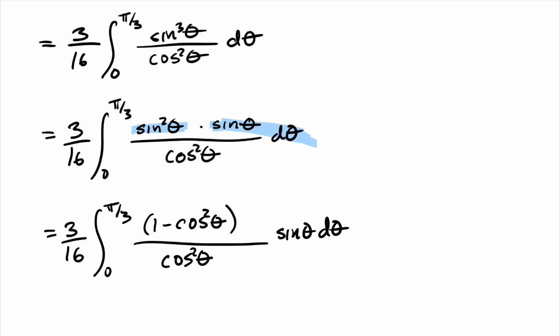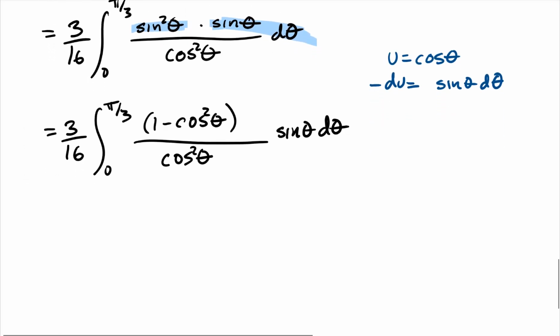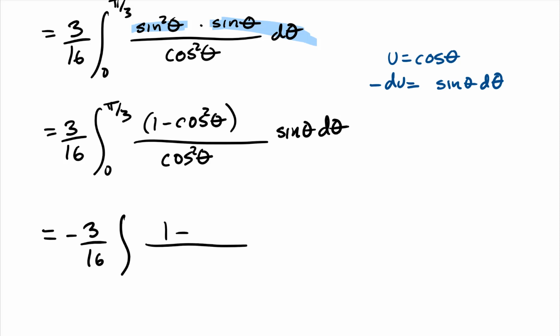All right, now let's choose u to be cosine of theta. du will be negative sine of theta d theta. Let's bring that negative back on over. And now we can do our substitution. But we're also going to need to change our bounds so we never have to go back into terms of theta. So we're going to get negative 3 over 16. I'll write the bounds in a second. So we have 1 minus, and this is going to be u squared. And then our sine theta d theta, well, we already put our negative out to the front, so this is just du.